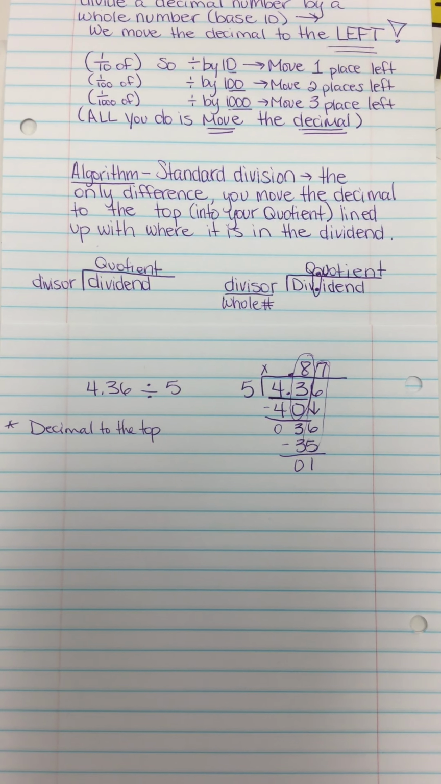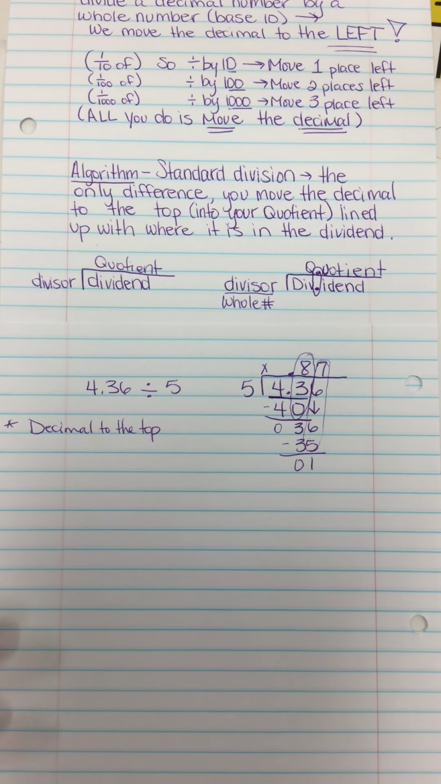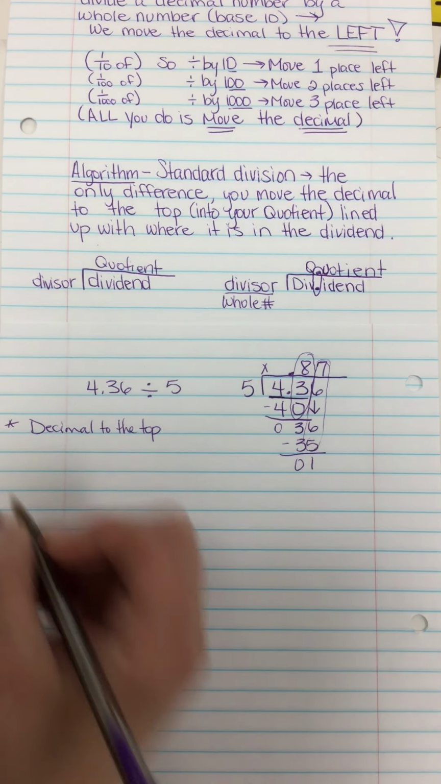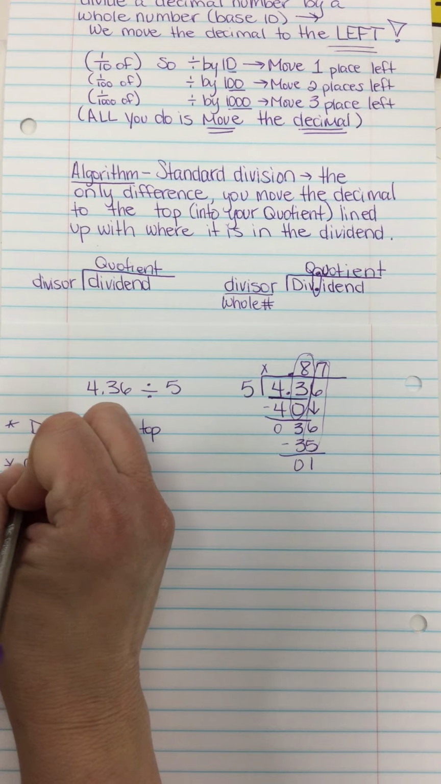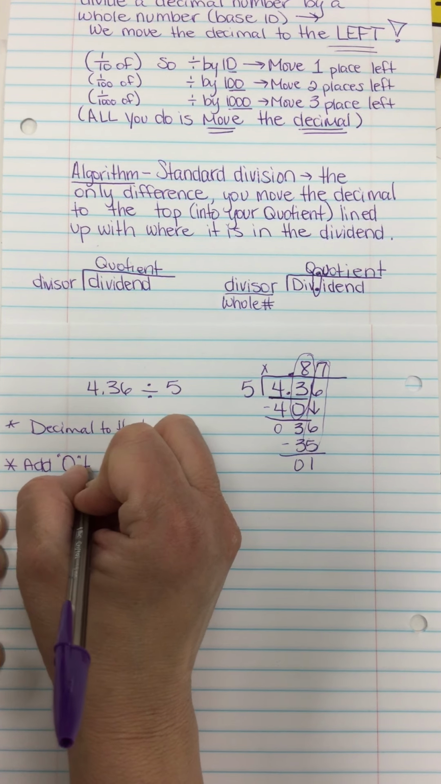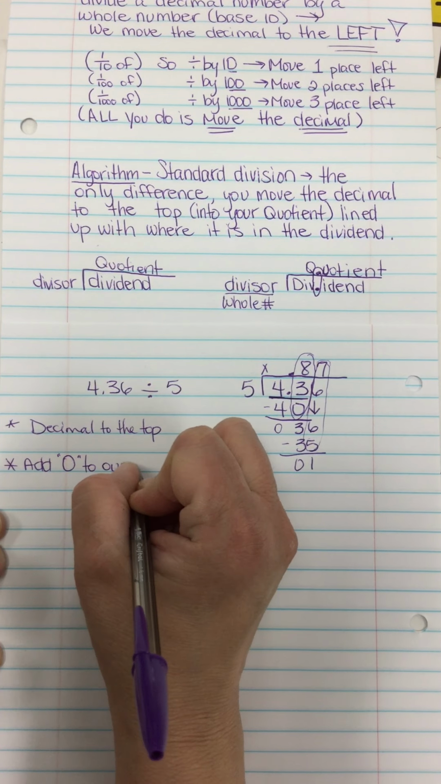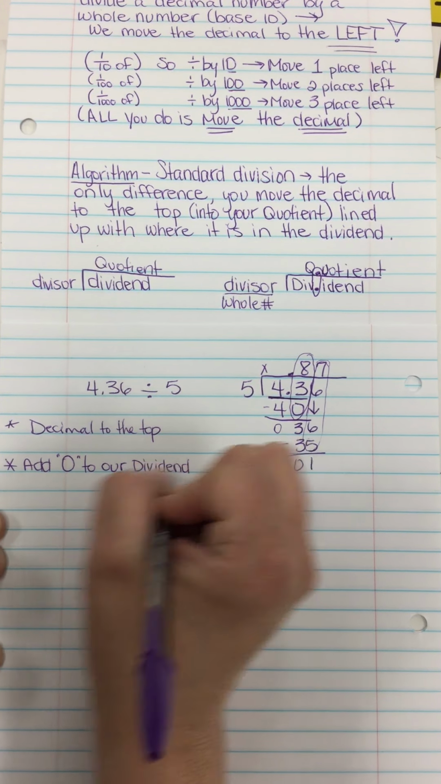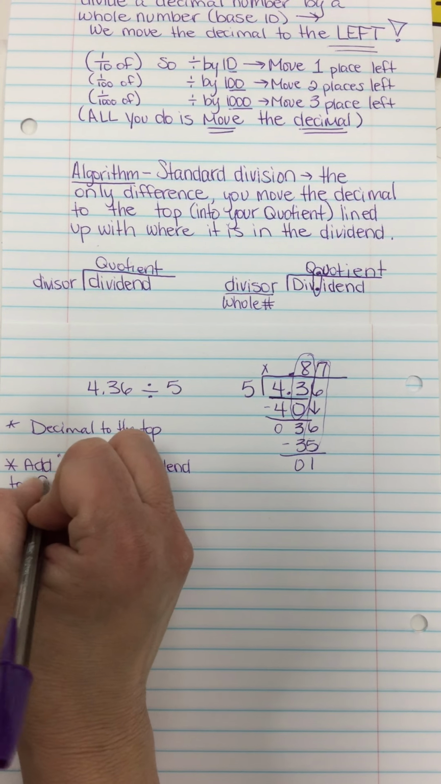Okay, the only difference with division of decimals is you cannot have a remainder, because a remainder is technically a fraction. So you can't have a fraction and a decimal working together. So we add zeros to our dividend to finish a problem.